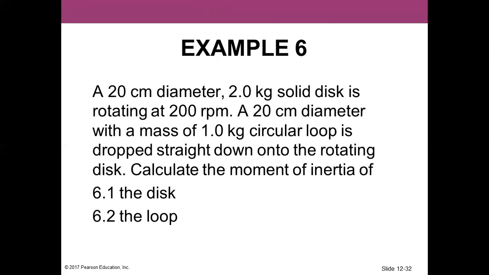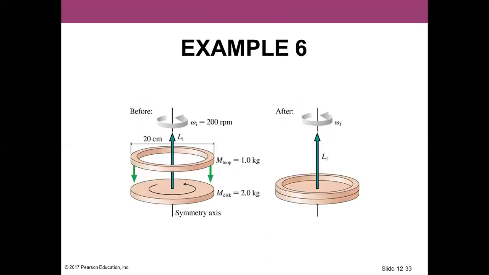That is the solution. Let's consider example number 6. We have a 20 centimeter diameter, 2.0 kg solid disc, which is rotating at 200 revolutions per minute. Then we have a 20 centimeter diameter, 1 kg circular loop, which is dropped straight down onto the rotating disc. We need to calculate the moment of inertia of the disc, and number 2, also of the loop. As you can see, the one on top is the loop, and the one at the bottom is the disc, of equal diameter.